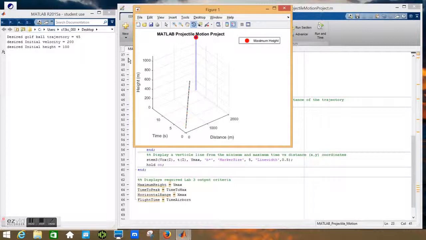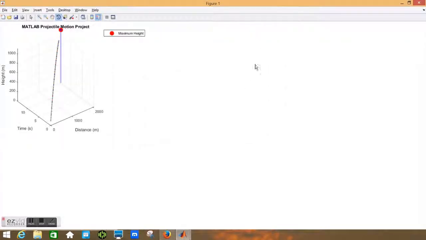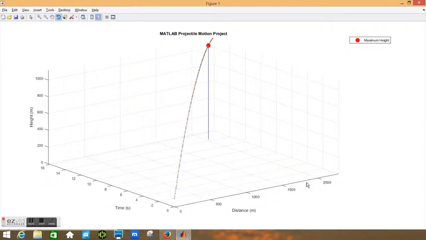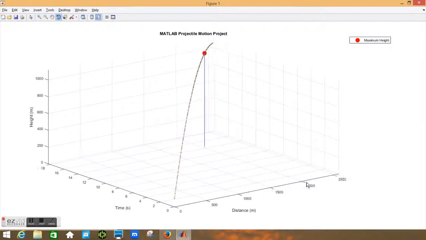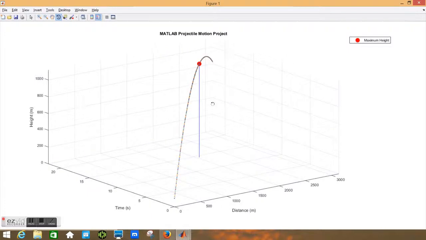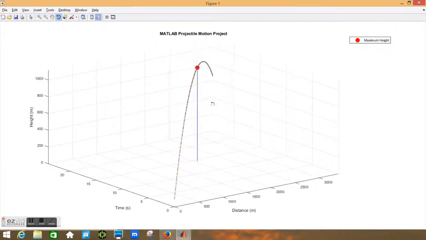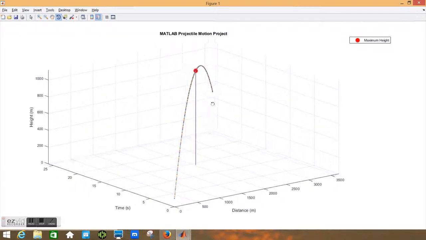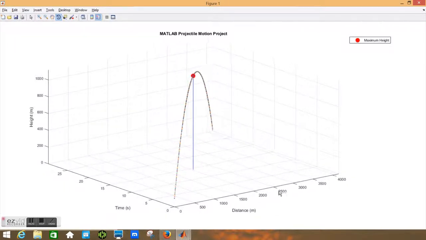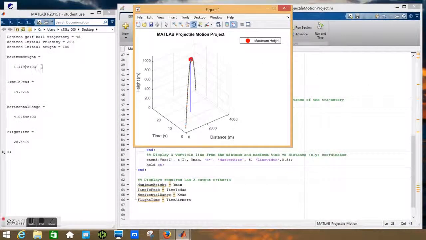A little bit slower this time around. I wish I could hit my golf ball this far. And there you go. Under those conditions, here are all the parameters given again, and this is my MATLAB project.